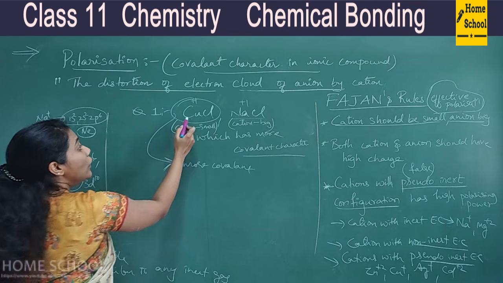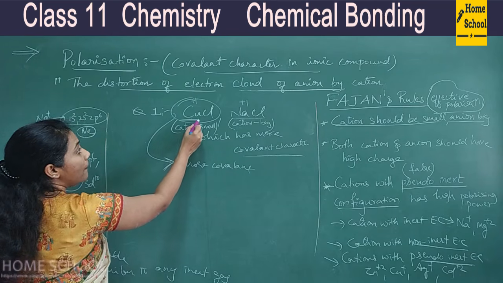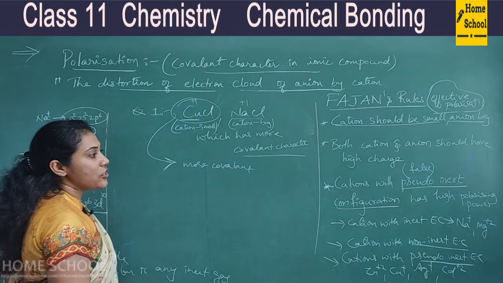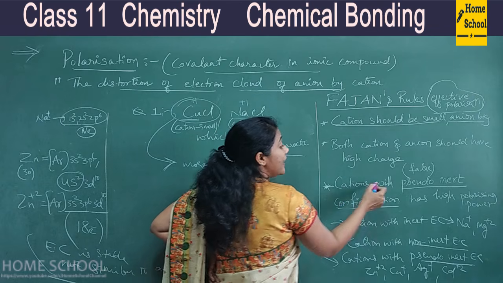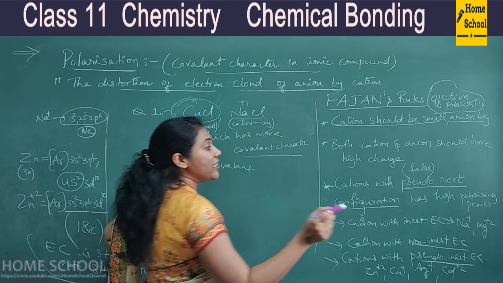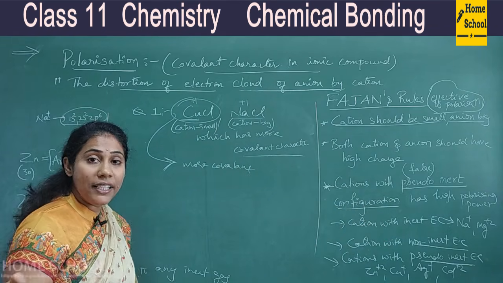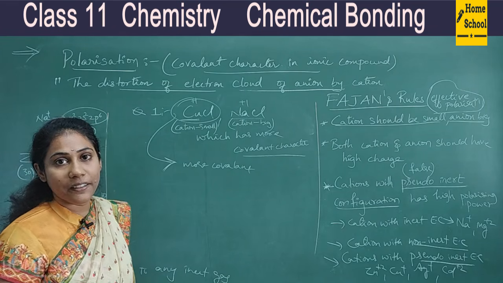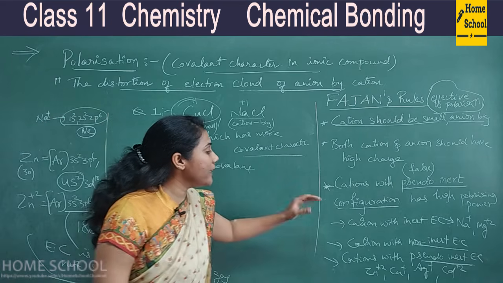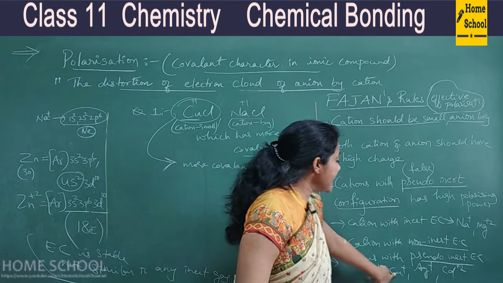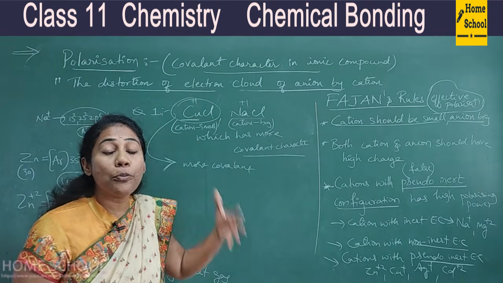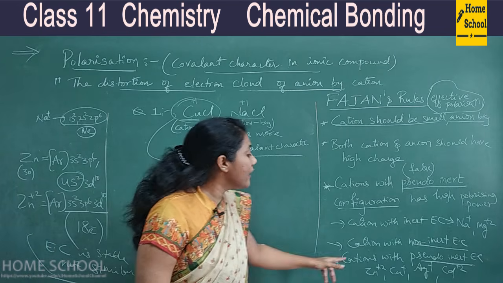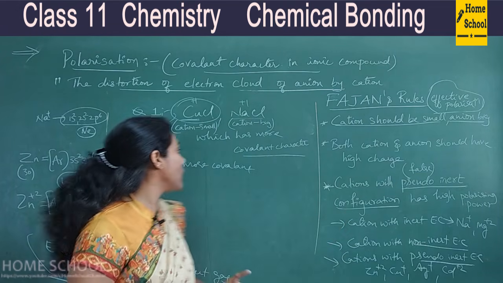Then the other point, looking at this copper, what is copper? Copper is a cation with pseudo inert electronic configuration. What does our third point say? Cations with pseudo inert configuration have high polarizing power. High polarizing power, high polarization. High polarization, more covalent character. Isn't it? So based on this point also, whenever you find these cations, definitely they have more covalent character, because all these cations come under the cations with pseudo inert electronic configuration.